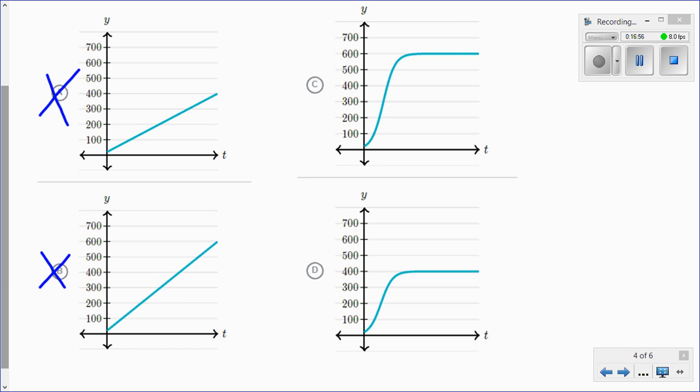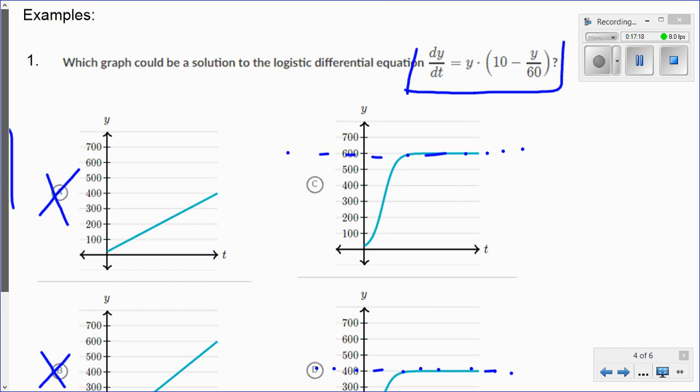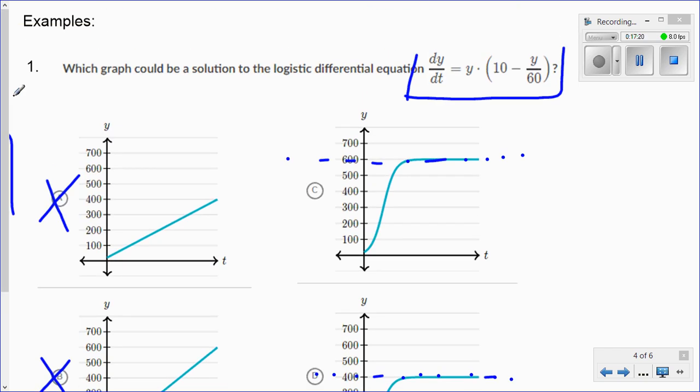Okay, so C and D both look like they could represent logistic growth. The main difference between graph C and graph D would be the horizontal asymptote, which would represent the carrying capacity. Because for this graph, it looks like the HA is at 600, and for this graph, it looks like the HA is at 400. So let's go back to the equation. How can we determine the carrying capacity from this equation?